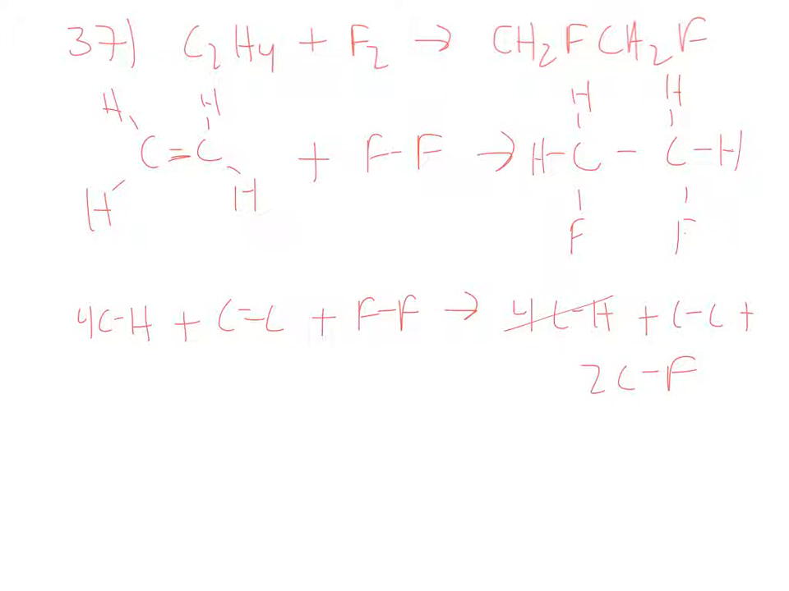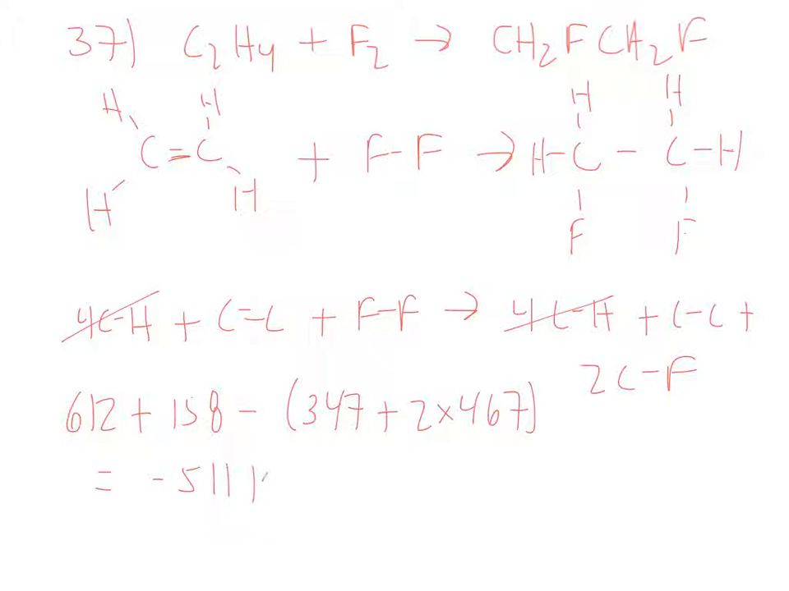So my 4 CHs cancel out. There's no need to include that in the calculation. So my carbon-carbon double bond is 612. The fluorine single bond is 158. Minus on the other side, my carbon-carbon single bond is 347. Plus my 2 carbon-fluorine bonds are 467. And so I come up with a net value of C, negative 511 kilojoules.